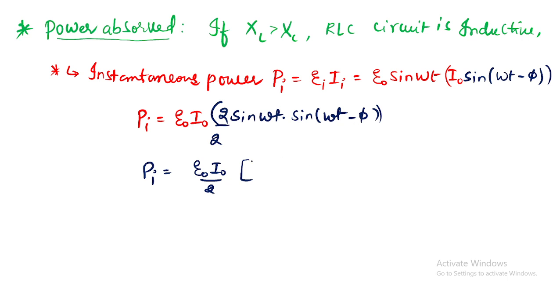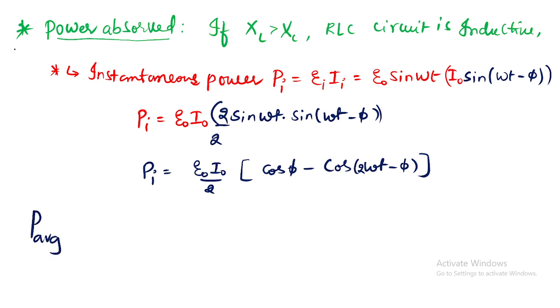Now the formula will be cos pi minus cos of 2 omega t minus pi. Do not forget it, minus 2 omega t. Got it? Now we will find the average power.